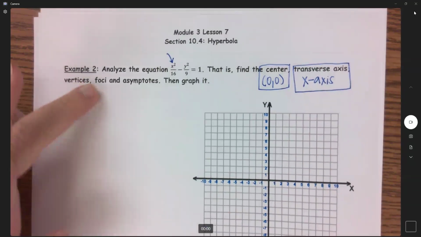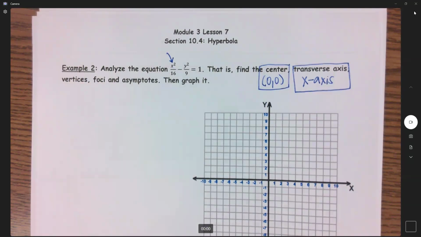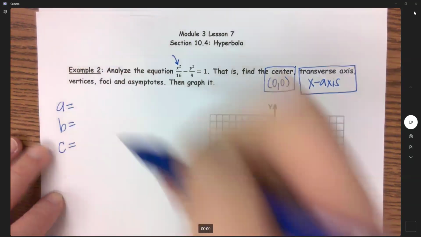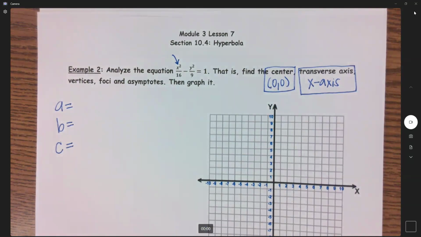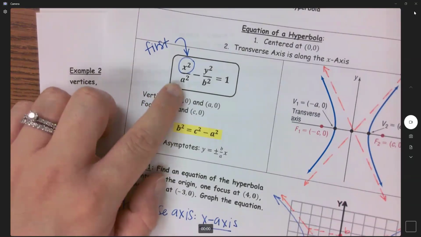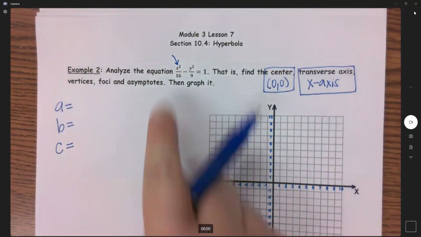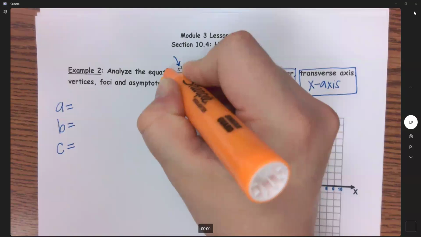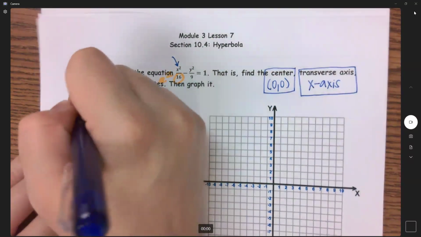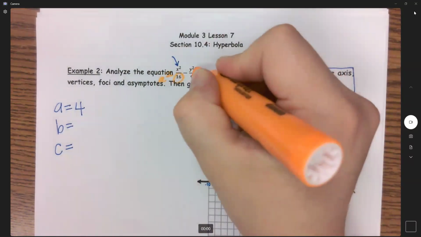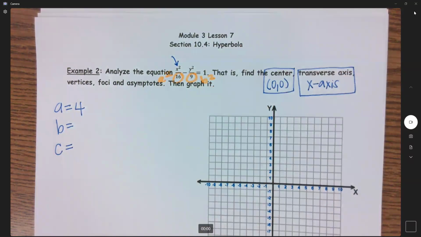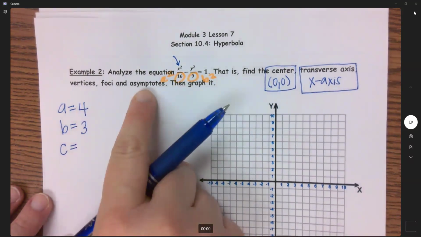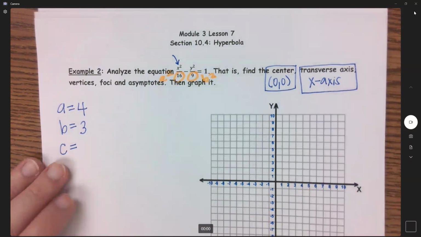Okay, now we need vertices, foci, and asymptote. And for that, I need my A, B, and C. So let's identify A, B, and C. With these, it's always going to be a squared and b squared. They're never going to change. So here is my a squared. So a is 4. And this is my b squared. So b is 3. So I have enough information now to find the vertices and the asymptote, but I need C for my foci. So let's go ahead and find C.